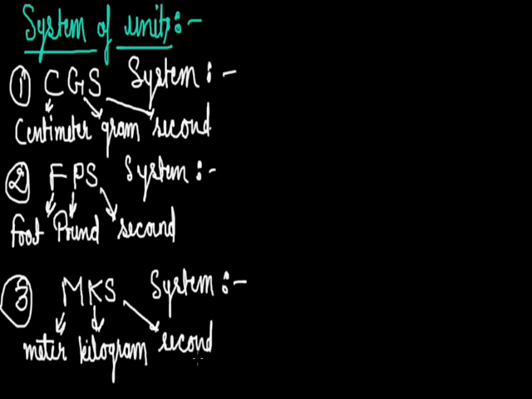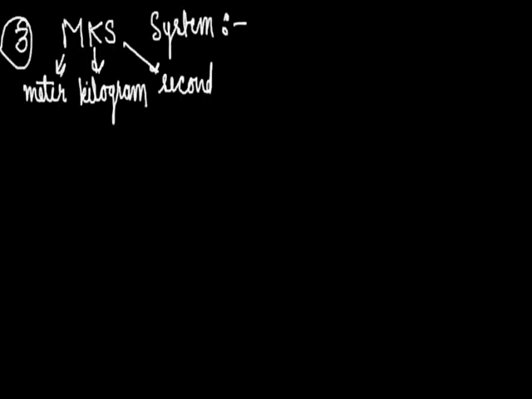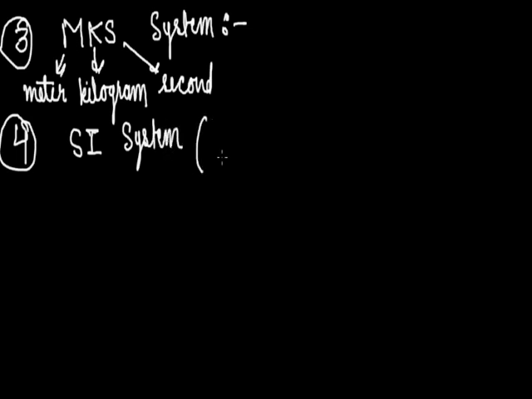The above mentioned systems are no longer used, and they are only of historical importance. Now we use the SI system of units, which is an enlarged and modified version of the metric system. So the third system is the SI system, meaning international system of units.